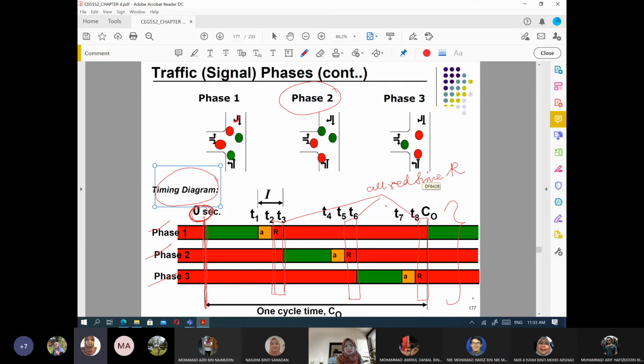All red time is actually when all of the directions are in stop condition, where they want to clear off any prohibited movement. Ada setengah orang dia ketegak kan? Ketegak tu apa? Degil. Dia nak juga jalan. Dah lampu merah pun nak jalan lagi. So kita nak clearkan dulu semua-semua ni. Bagi semua bertenang dulu. Okay, barulah dia start dengan the new phase untuk fasa yang kedua.